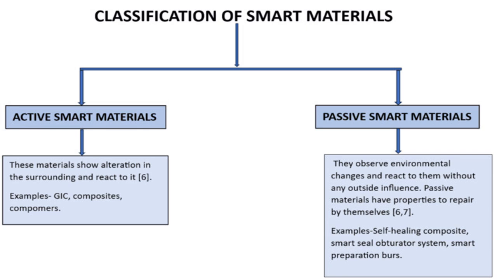The classification of smart materials includes active smart materials and passive smart materials. The active smart materials are materials that show alteration in the surroundings and react to it. Passive smart materials observe the environmental changes and react to them without any outside influence.